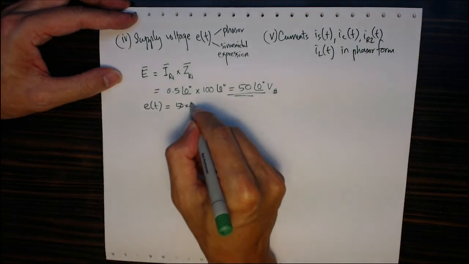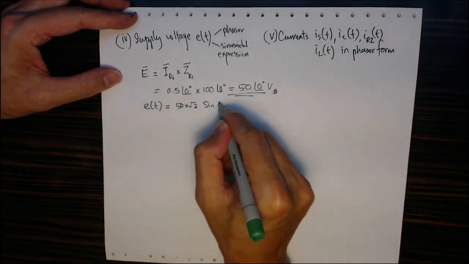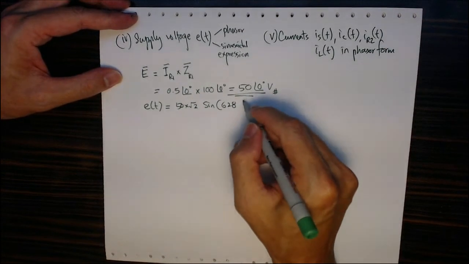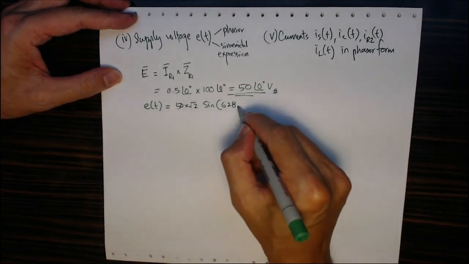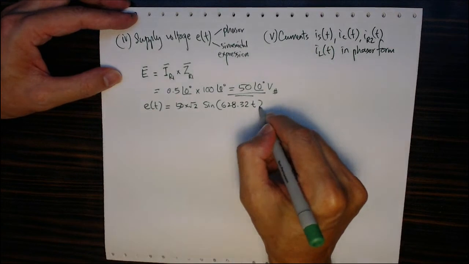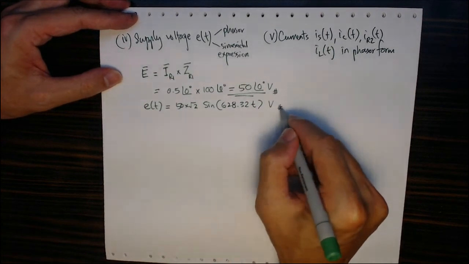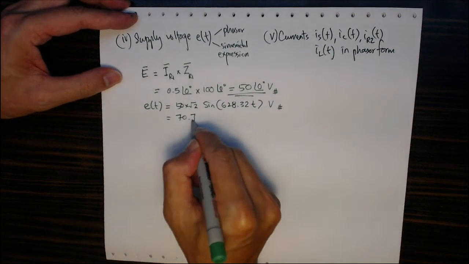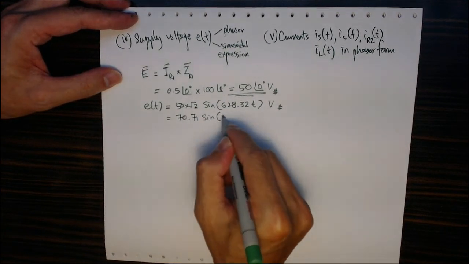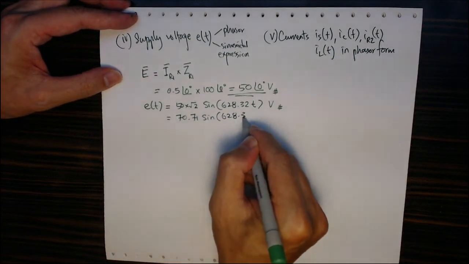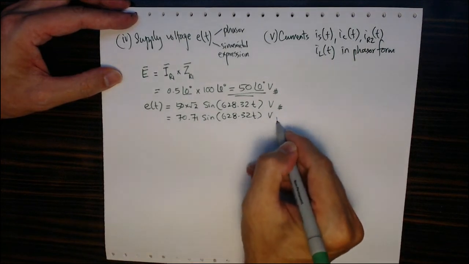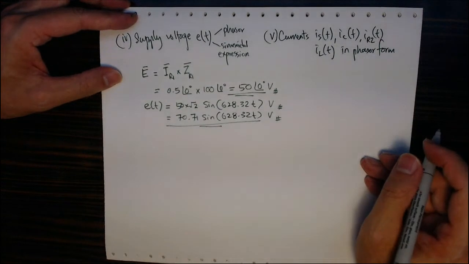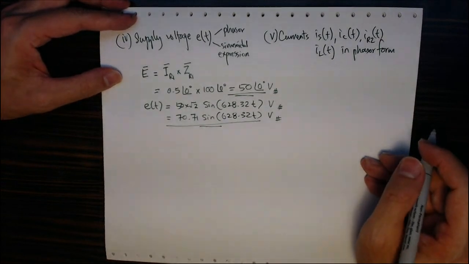Expressed in sinusoidal form, it will be 50 times root 2 sine omega t, where omega is 628.32. It's equal to 70.71 sine 628.32 t. Okay, that's the two answers for the voltage waveform.